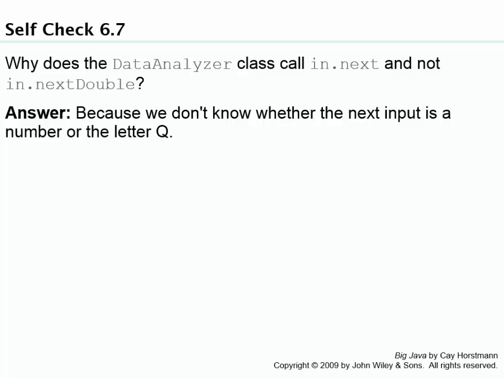Here's the question I had, remember from the previous slide. Why does the DataAnalyzer class call in.next and not nextDouble? Because we don't know whether the input is a number or the letter Q. So we have to use the more generic call, which is next.